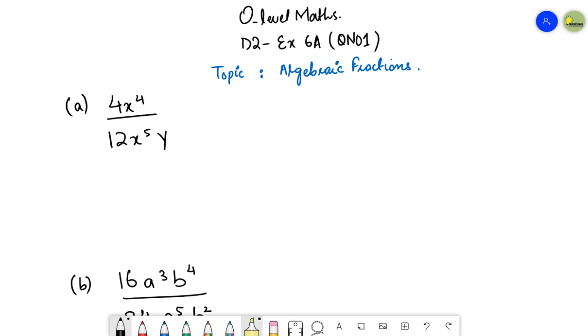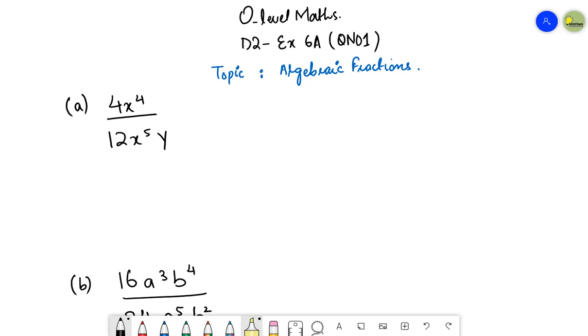So we are starting chapter number 6, that is algebraic fractions and formulae of your book D2, that is Mathematics Book 2, proposed by Oxford, right? This book is basically used in the preparation of O levels mathematics, right? So we are going to do chapter number 6 and we are going to start exercise 6A question number 1 in this video, right? So let's start with part A.